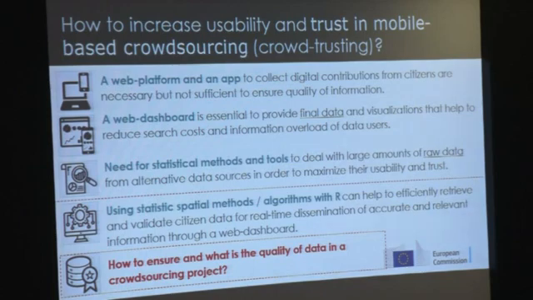But we realized that we need some statistical methods and tools to deal with this large amount of data from alternative data sources like crowdsourcing, and that's why we decided to use spatial methods and several algorithms with R that can help to improve the efficiency and validation of this citizen-driven data. And finally, this is our research question: how to ensure the quality of those citizen data, and what is the quality of them, so as to provide a kind of measurement of the quality.